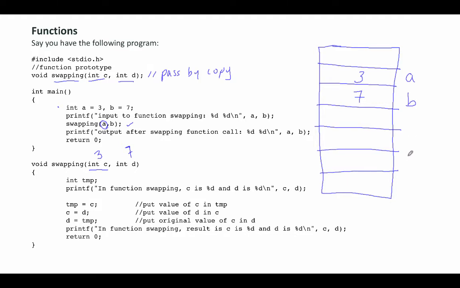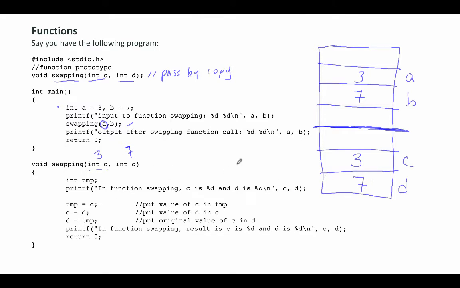Now these are local variables to the swapping function, and the a and b are local variables to the main function. So we can make a little thicker line here to indicate that c and d are part of the swapping function, and the main function doesn't know anything about c and d. That was the big topic when we learned about functions. So int c is going to get declared and initialized to the value of 3, and int d is going to get declared and initialized to the value of 7.